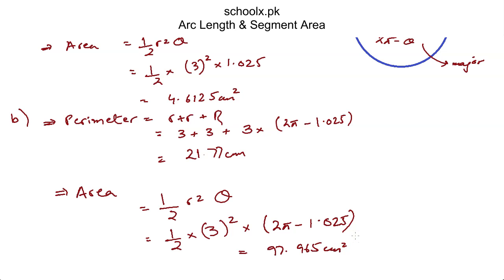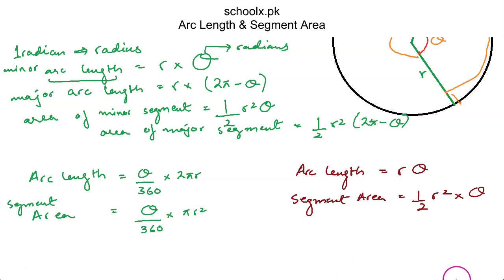So this topic is relatively easy in A levels. You only need to learn these two formulas, this arc length and segment area, right? And the arc length and segment area, if you wish to work in degrees, you can use these two formulas, or if you wish to work in radians, you can use these two formulas.